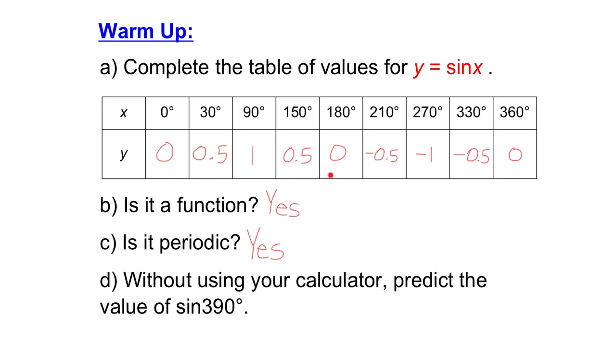Now that we see this periodic pattern, we do not have to use our calculator to predict the value of sine of 390 degrees. That's just 30 degrees more. So if we follow the same pattern, we can see it's going to be 0.5.